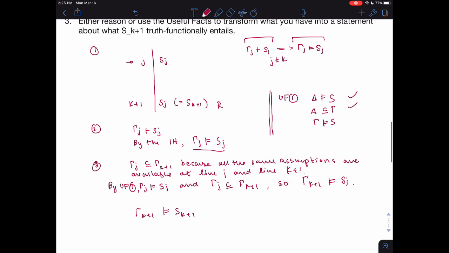There's only one more step we need in order to get to the conclusion we want. We just have to say that Sj is the same thing as Sk plus 1, because we just reiterated Sj on line k plus 1. So we can conclude that gamma k plus 1 truth functionally entails Sk plus 1. That completes the proof for reiteration.